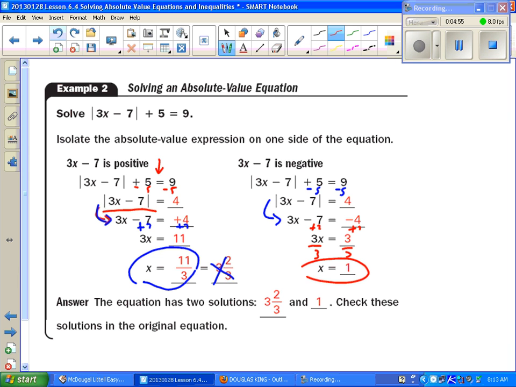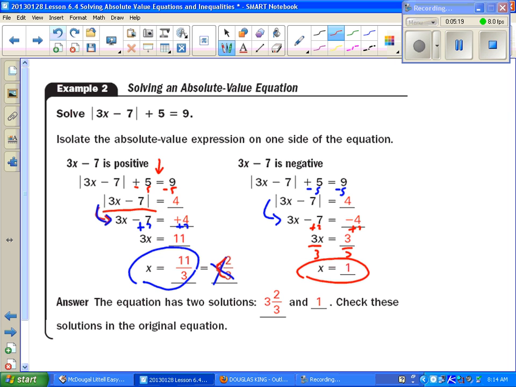So your two answers are 11 over 3, and again, you don't need to do this. 11 over 3, and x equals 1. If you made it 2 and 2/3, 3 and 2/3, it's okay. It just wasn't necessary. So x equals 1 and x equals 11 over 3. Then it says check those solutions in the original equation. So just plug them back in real quick into the original equation, see how they work.